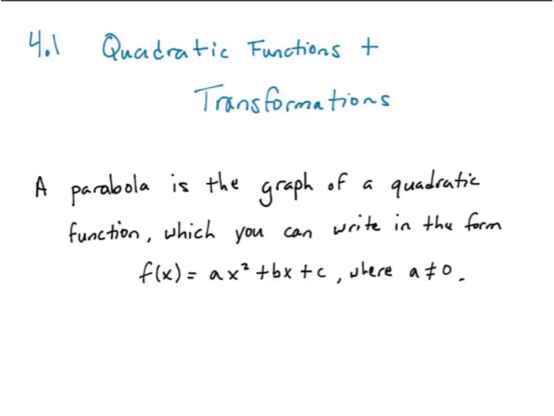Section 4.1, quadratic functions and transformations. So remember, with a quadratic, we're talking about the graph, which would be a parabola. And here we are looking at the quadratic form that most of you are familiar with, ax squared plus bx plus c, where a does not equal 0. We'll look at that form throughout this chapter, but more closely, we're going to look at something called vertex form.